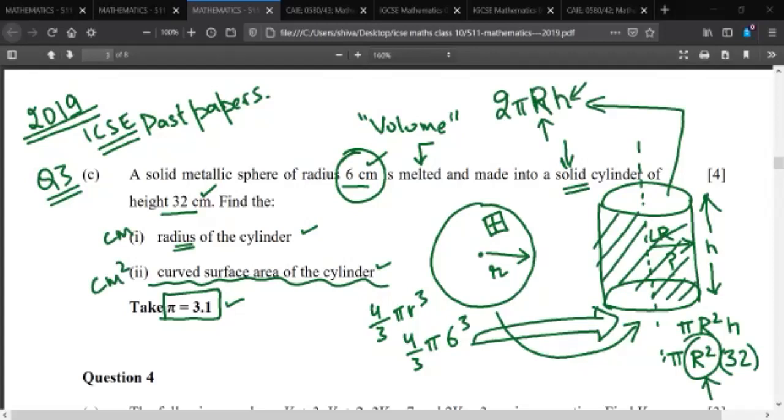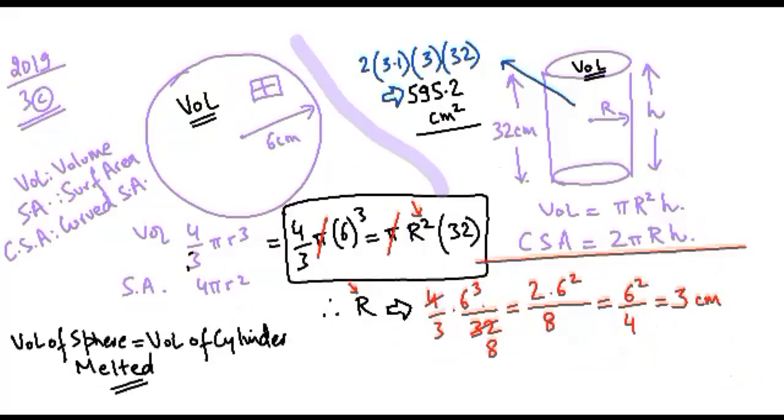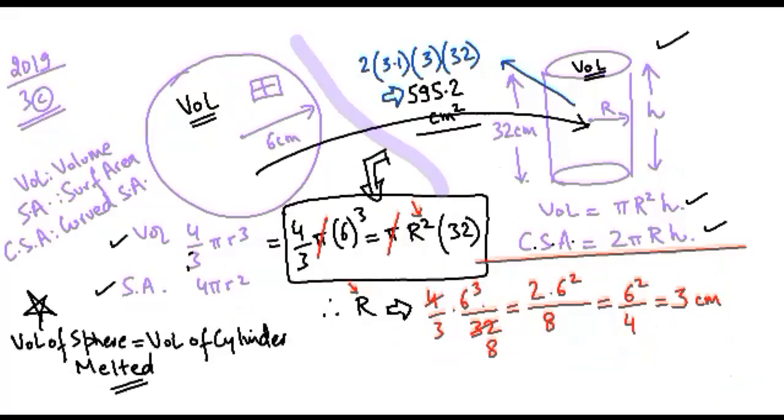Any doubt? No, sir. And when you are calculating this value, you should remember that pi needs to be taken as 3.1. So basically, this is how this question looks. This is the sphere volume, this is the surface area, this is a cylinder. This has been melted to form this cylinder. Volume is pi r square h. Curved surface area is 2 pi r h. Because they are molten, this gets turned into this by melting. The volume would be the same for both the figures. This is what needs to be remembered.